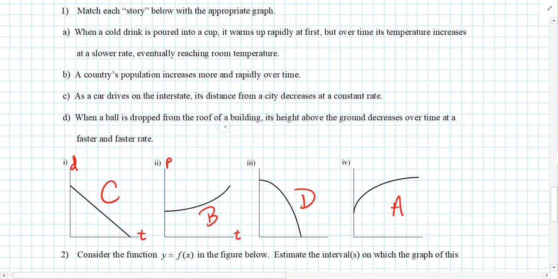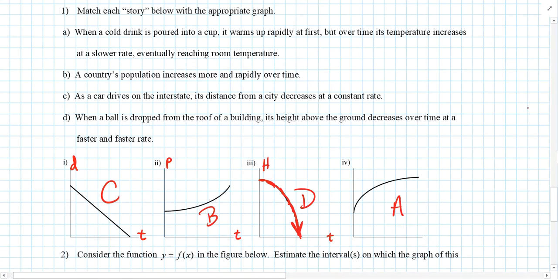Story D, a ball is dropped from the roof of a building and its height above the ground decreases over time at a faster and faster rate. So as you first let go of an object, it starts to fall, but it's falling fairly slowly at first. It's not very steep, and as it picks up momentum towards terminal velocity, its speed will increase in this downward direction. So again, we're creating a steeper line, this time a steeper line in a negative direction, negative slope.